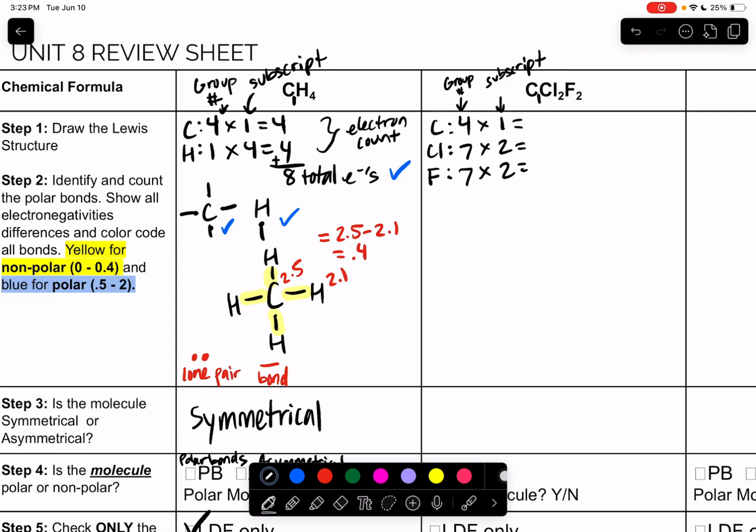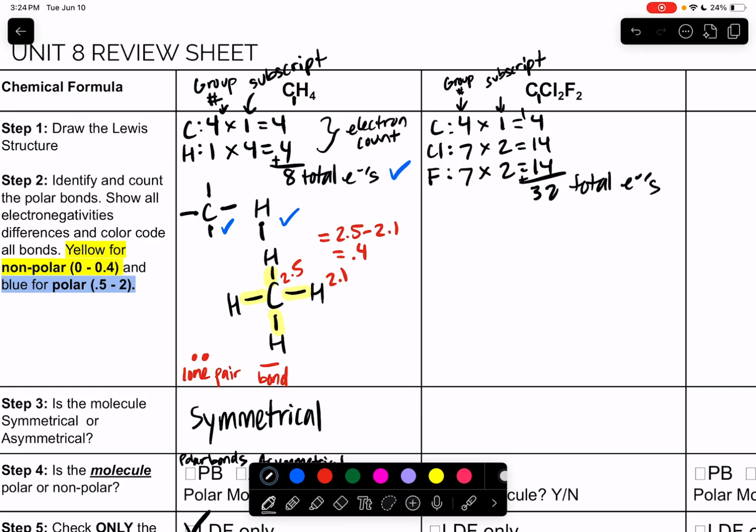And then I'm going to multiply these. So 4 times 1 is 4, 7 times 2 is 14, 7 times 2 is 14. Add all of these numbers together. So we have 8, 9, 10, 11, 12, 32 total electrons. So that's my first thing I'm going to do, my electron count.